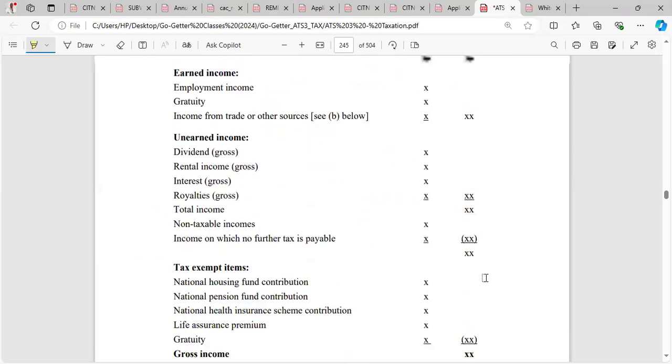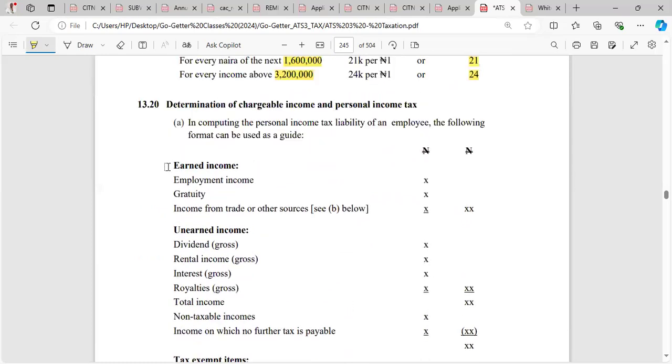Now look at the format. Now we have our earned income. Your earned income should be your employment income. Now the employment income should include cash. This will include cash plus benefit in kind.